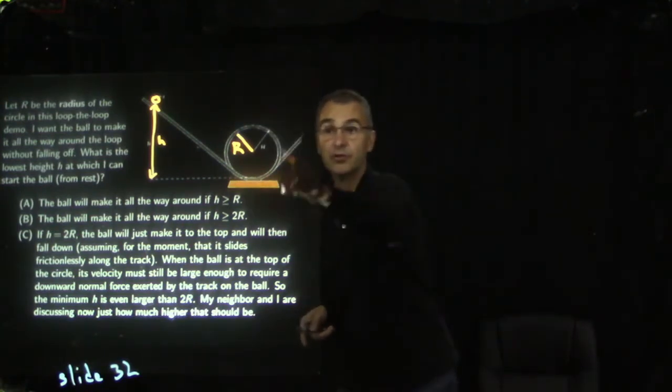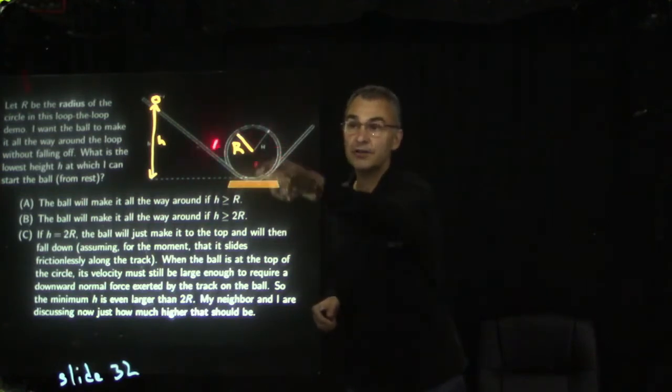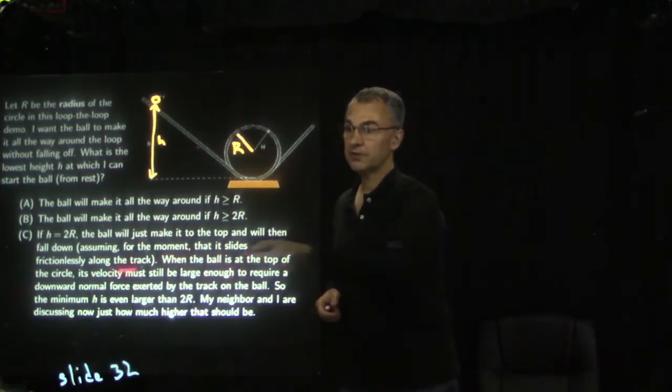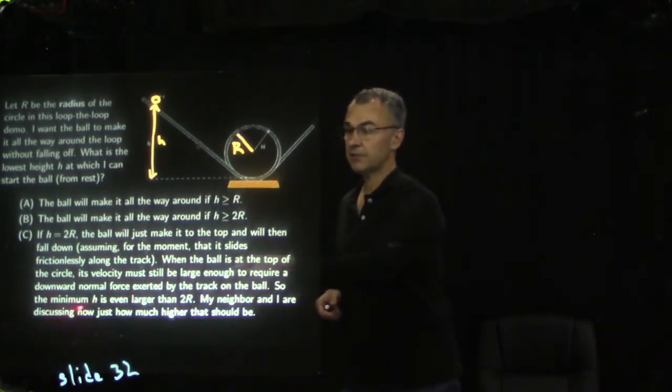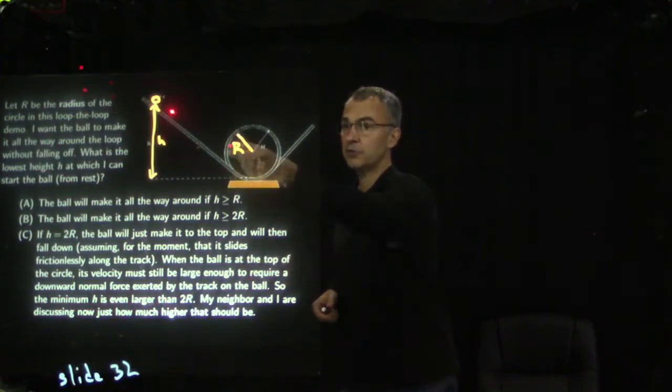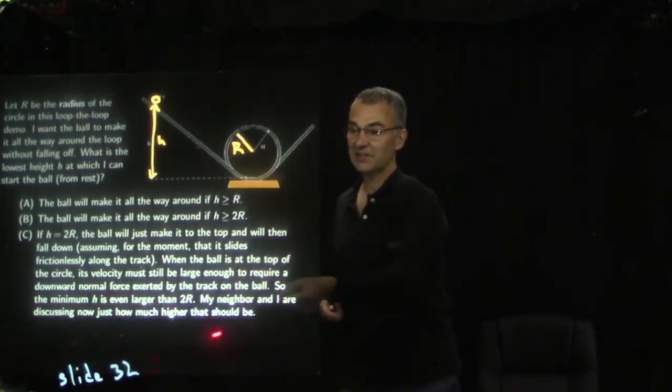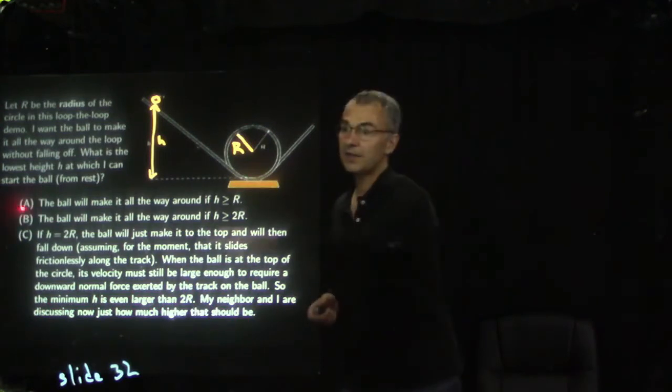It might be different if the track were a little tube, but the track is not a little tube, it's just a track. When the ball is at the top of the circle, its velocity must still be large enough to require a downward normal force exerted by the track on the ball. So the minimum height is even larger than 2r. Just how much higher, I'm still trying to figure out. Well, I think I like C.